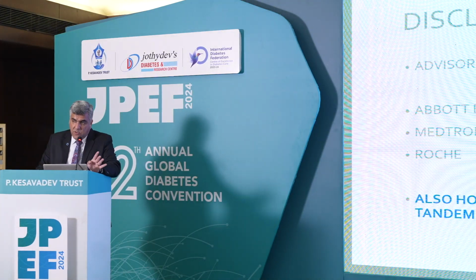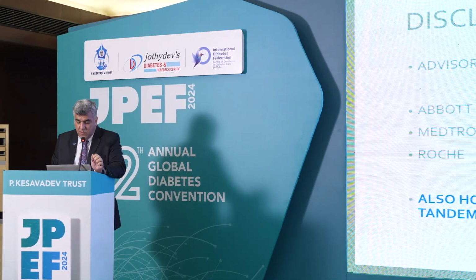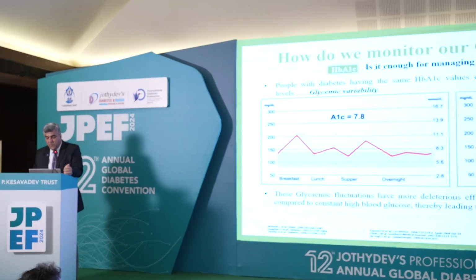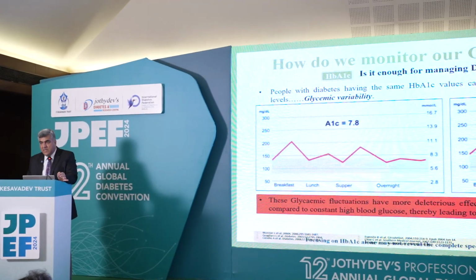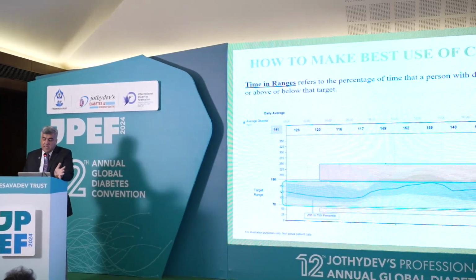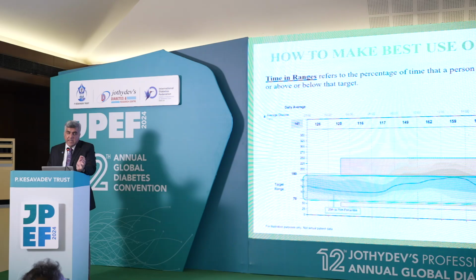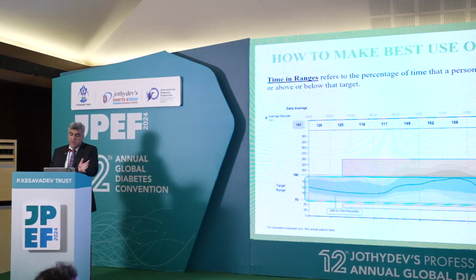So these are my disclosures, but my want is below, and hopefully that happens really soon. Of course, theoretically, why do we want to monitor? Because A1C doesn't give us the larger picture, and that's why we need the CGM. How do we make best use of the CGM? Life's been made easier today with the concept of time in range.